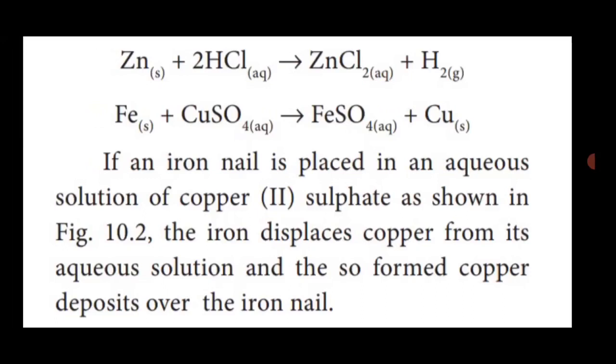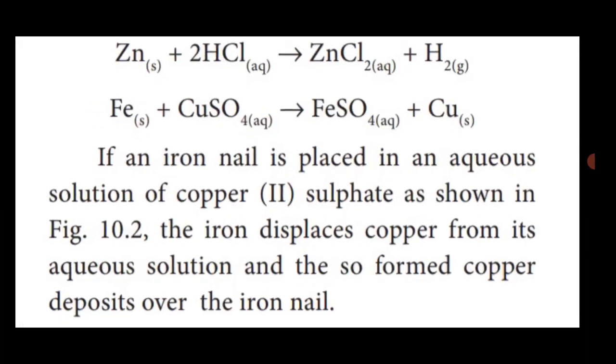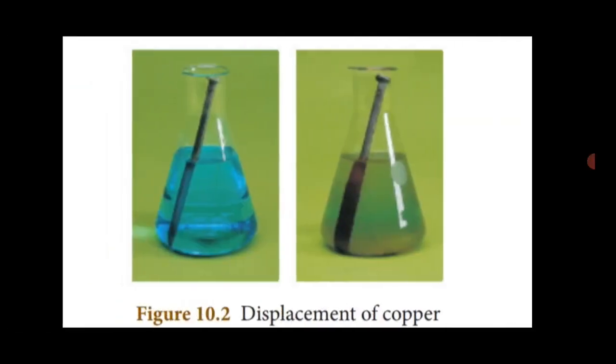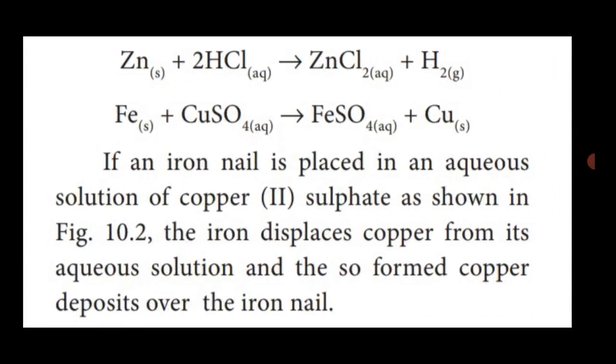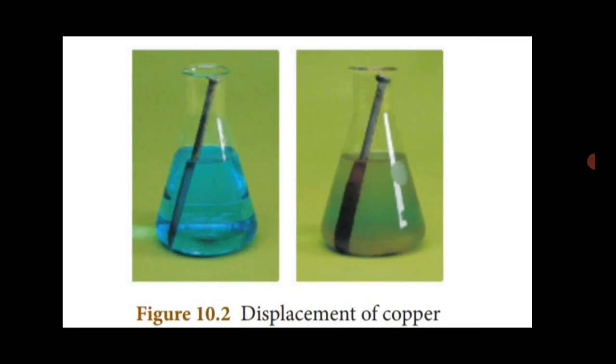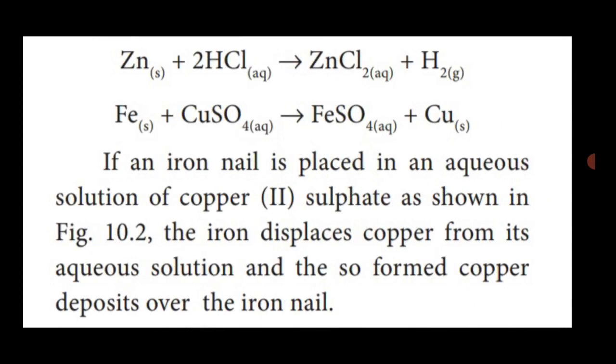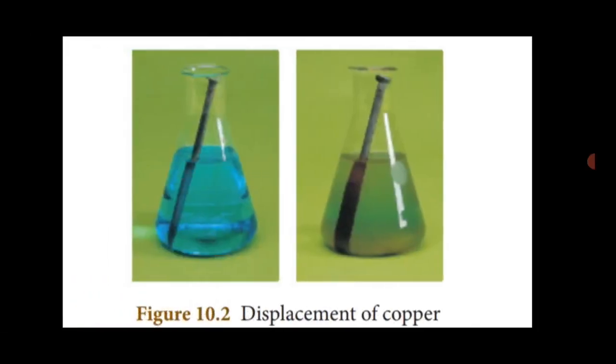If an iron nail is dipped in an aqueous solution of copper sulfate, as shown in this figure, the iron displaces copper from its aqueous solution. So a copper deposit forms over the iron nail. See this picture. The first beaker contains copper sulfate aqueous solution, and iron nails are dipped in it. After some time, copper is displaced by iron, and copper sulfate is converted into iron sulfate.